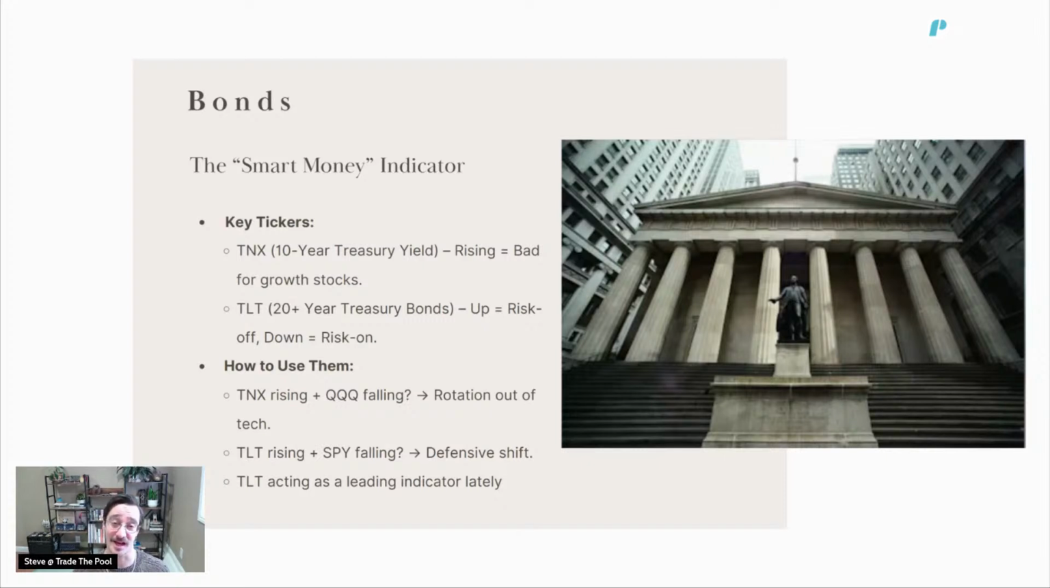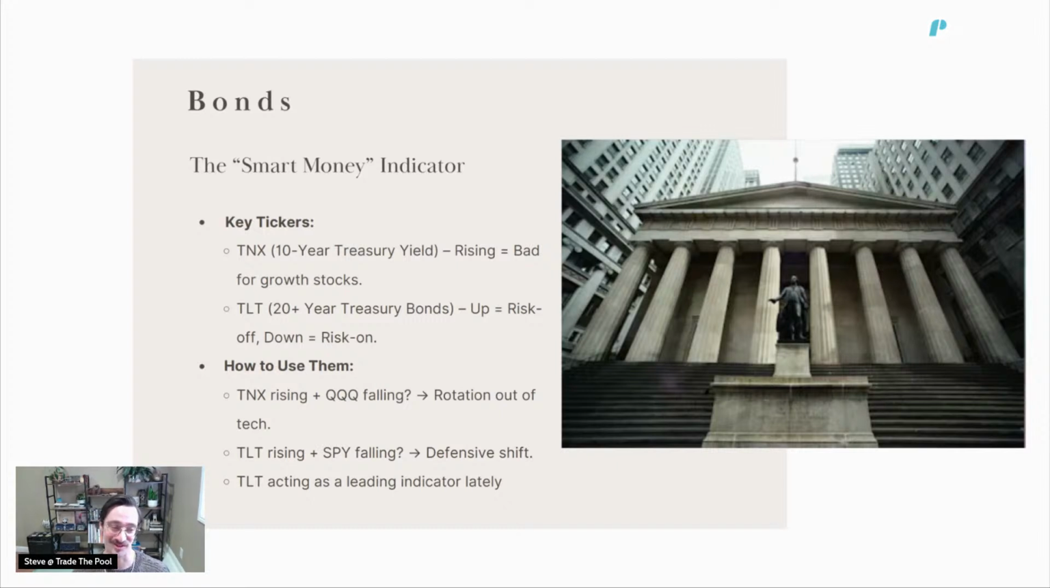So you have TNX, which is the 10-year treasury yield. And then you have TLT, the 20-year. There's also TBT, which is the 30-year. And these are the three that are most important. They're the three that I have on my watch list. But we're going to especially focus on TNX and TLT.